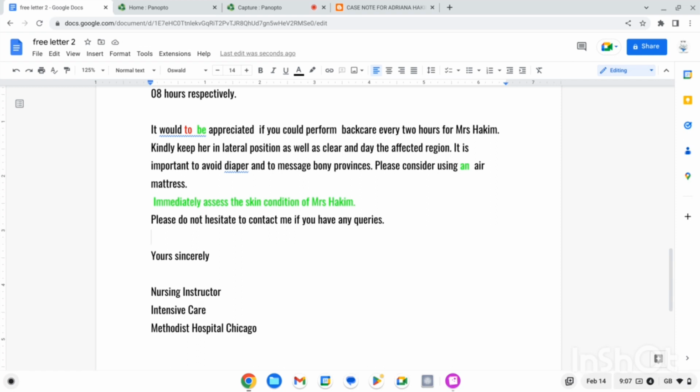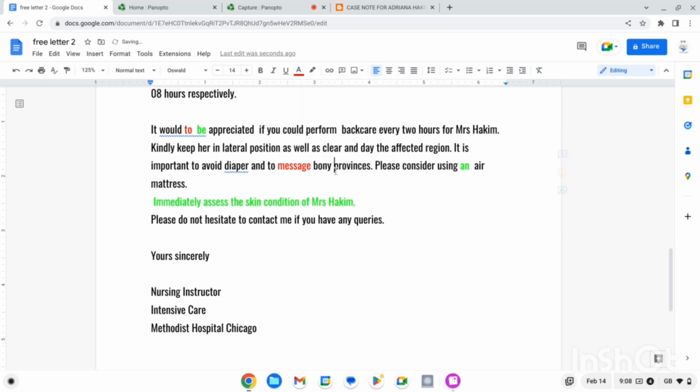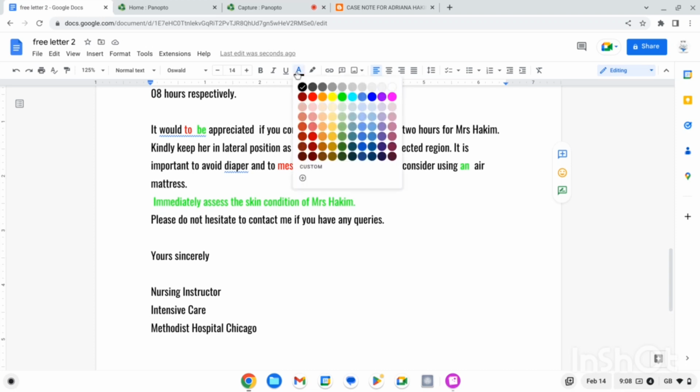It would be appreciated if you could perform back care every 2 hours for Mrs. Hakim. So, kindly keep her in lateral position. Kindly provide back care every 2 hours and keep her in lateral position. Keep the area clean and dry. And it is important to avoid diaper and to massage bony prominences. Here are two spelling mistakes. It's not message, it is massage. Avoid massaging bony prominences, and not provinces, it is prominences.